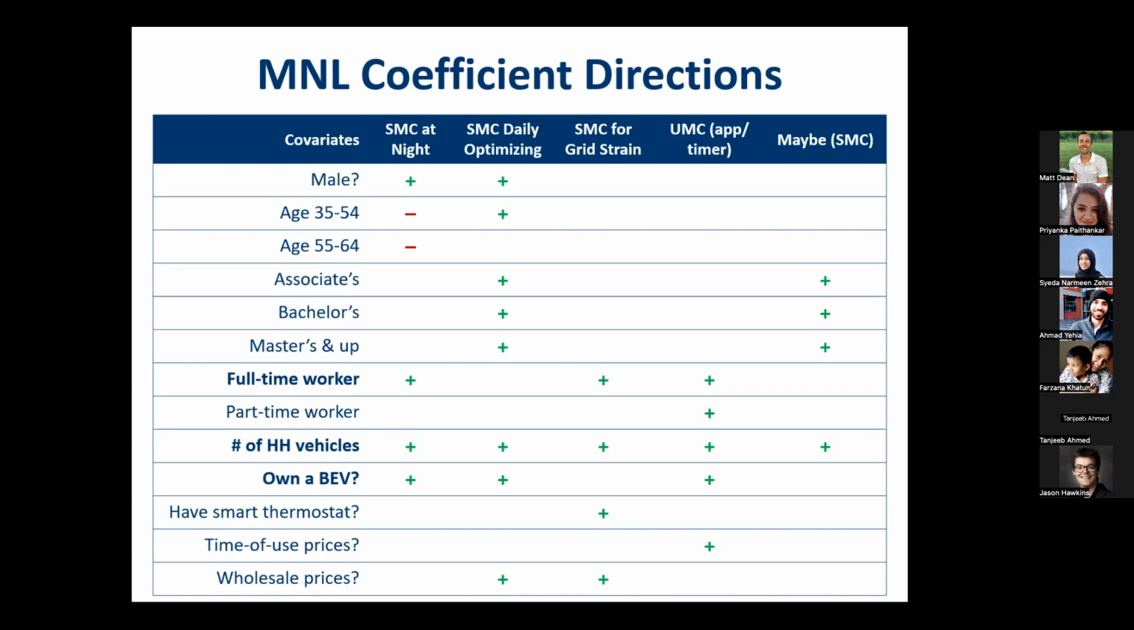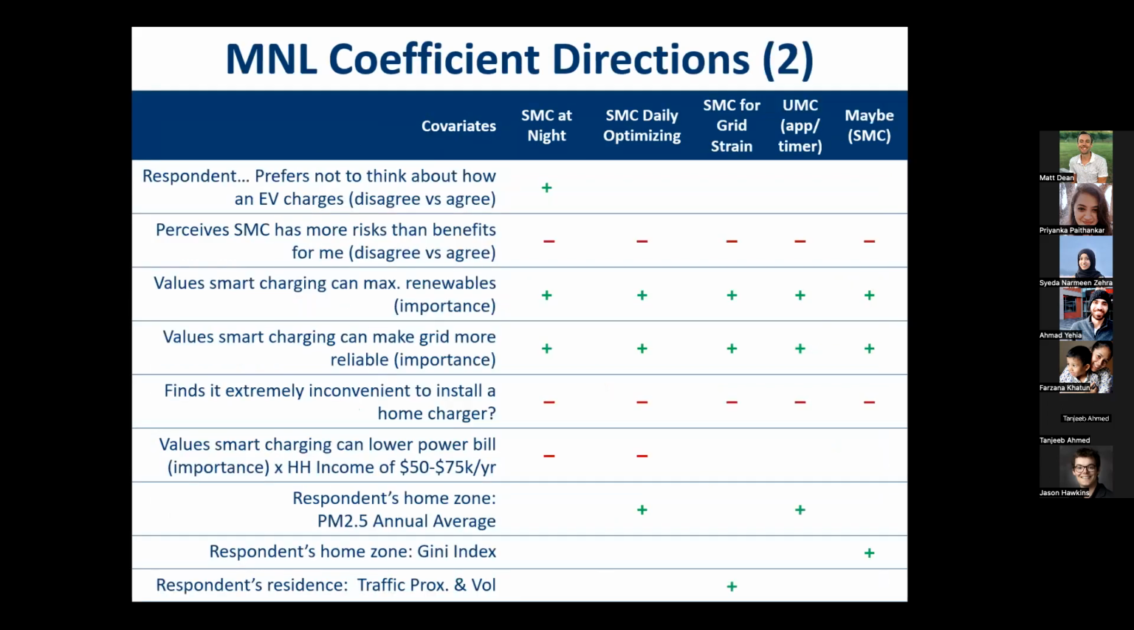Smart thermostats line up with grid strain days, so perhaps those smart thermostats already participate in demand response programs like what we had in Austin Energy. Wholesale power prices line up with supplier managed charging, daily grid optimization, and grid strain days. And people with time of use prices, where energy price differences are known in advance, can schedule charging to low cost off-peak hours with an app or timer. So that's why we see a positive coefficient for that variable.